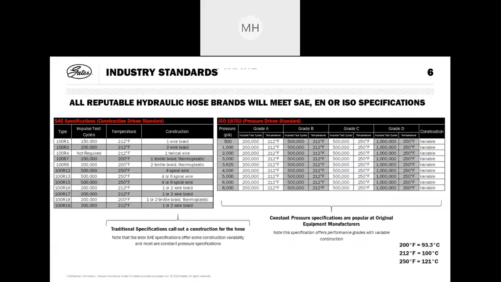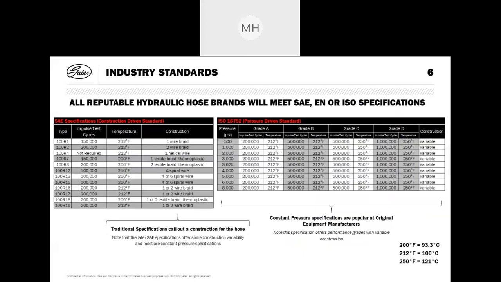Now, with the industry standards, there's a couple we're going to highlight here, which are the SAE and EN, which are very, very similar, and then the ISO specifications. Initially, we'll have a look at the left-hand table with the SAE specifications. Now, this is a construction-driven standard. As you can see there, the construction is outlined for what is required for a SAE 100R1 hose, which is a one-wire braid, has to withstand the impulse test cycles of 150,000 and temperature up to 212 Fahrenheit.